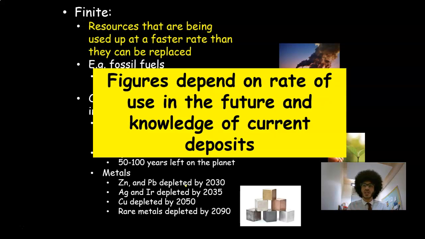The figures I've cited here depend on the rate of how we use them in future, and indeed how we reuse them, and our knowledge of current deposits. So, for example, with fossil fuels, we might find that there's new deposits somewhere on Earth which might extend the amount that we actually have recorded down. So there's lots of finite resources.